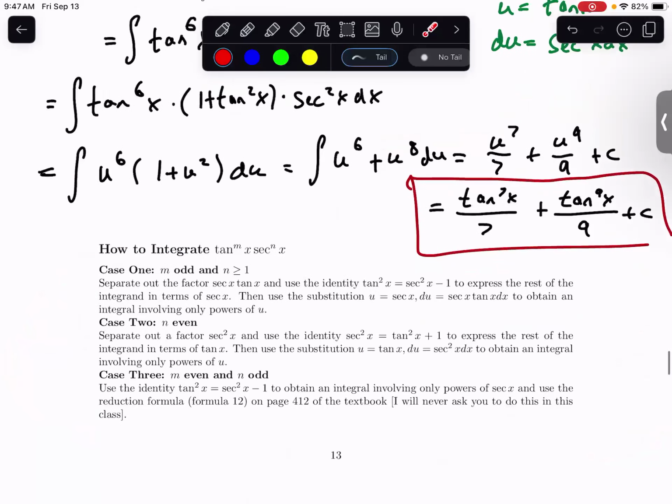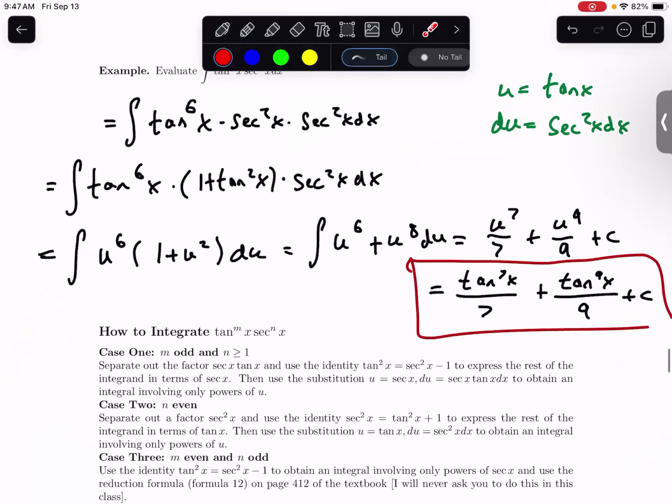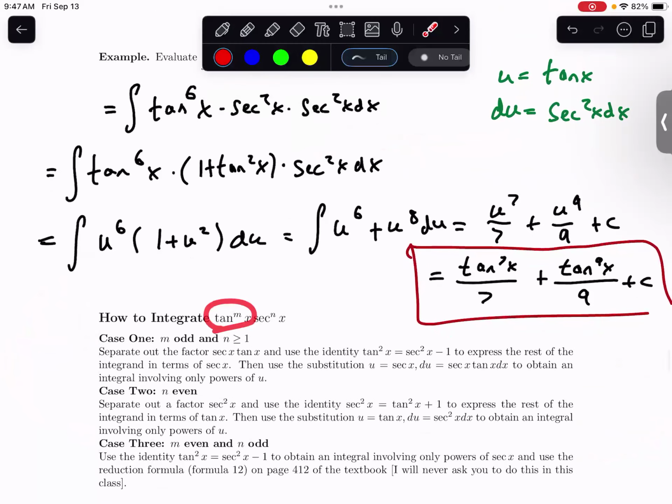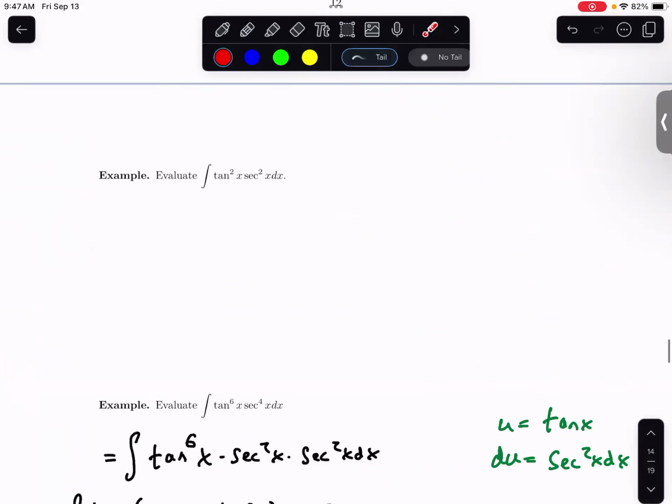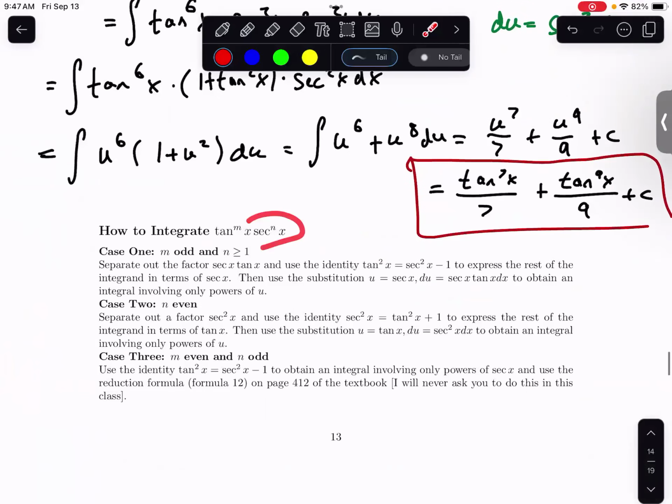Yeah, so at the bottom of the page, I outlined the general strategies. If you have that the power of tangent is odd, and the power of secant is greater than or equal to 1, you let u be secant. And if you have an even power for secant, you can always just use u equal to tangent. I'm not going to cover the case when m is even and n is odd. You have to do the reduction formulas again, but it's not going to show up in this class.